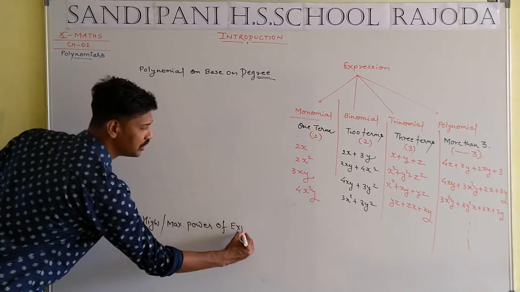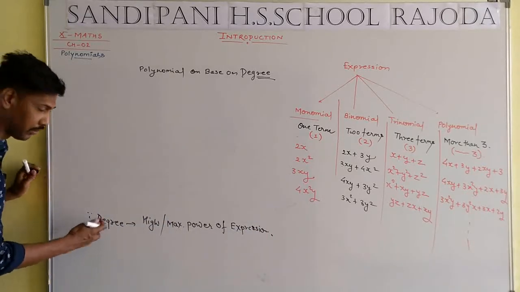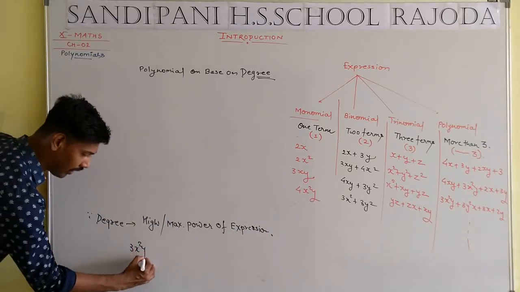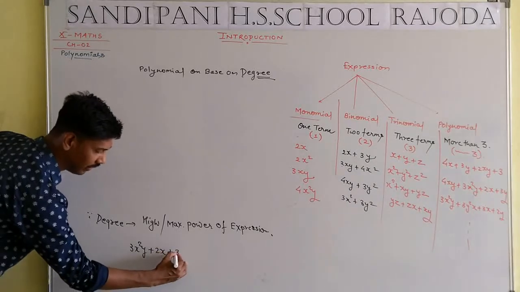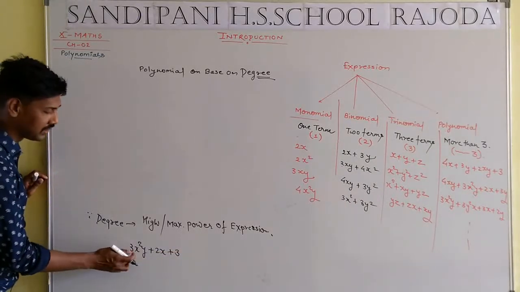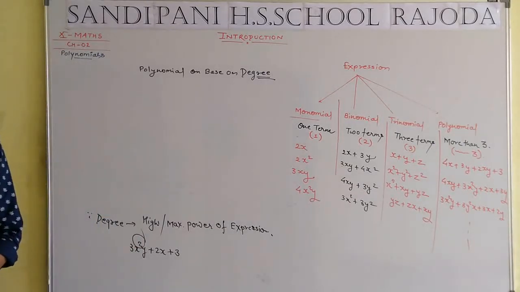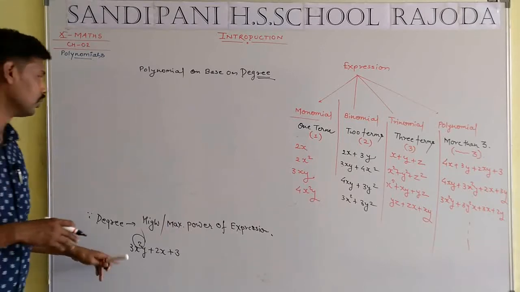The highest power of an expression is known as the degree. Just like 3x square y plus 2x plus 3. What is the degree of the given expression? X square y, that means the maximum power is known as the degree.